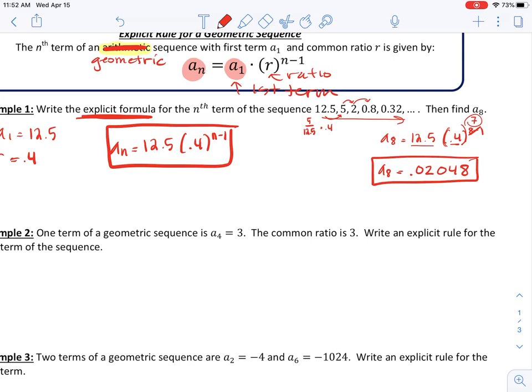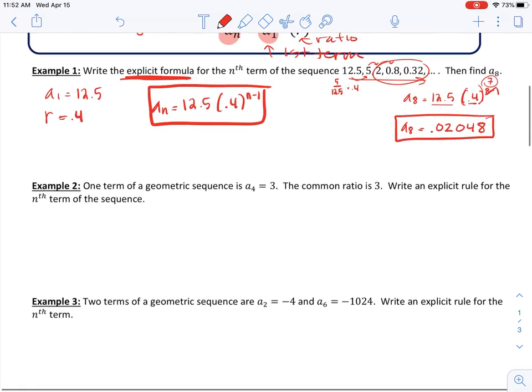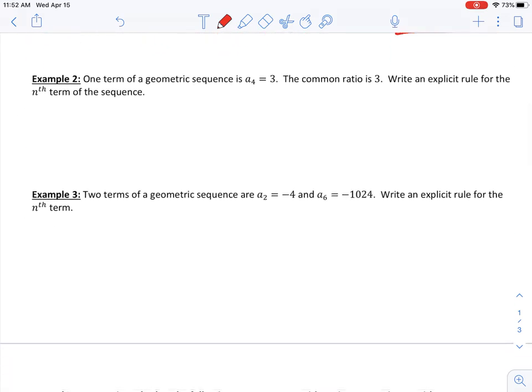Now, it doesn't say whether to write my answer as a decimal or a fraction, but these are decimals, so I'm just going to leave it as decimals. Okay, next one. One term of a geometric sequence.